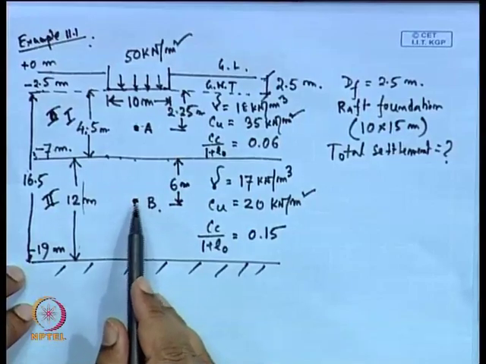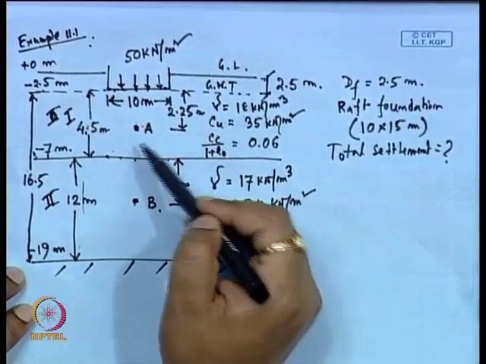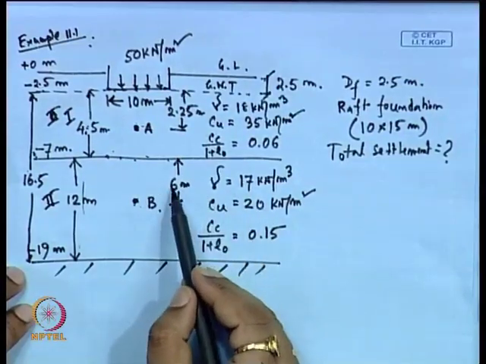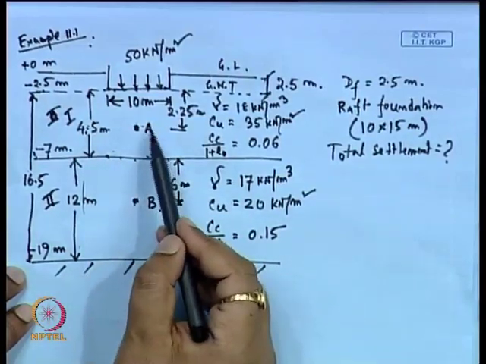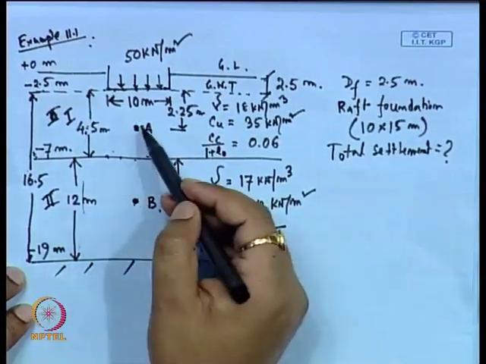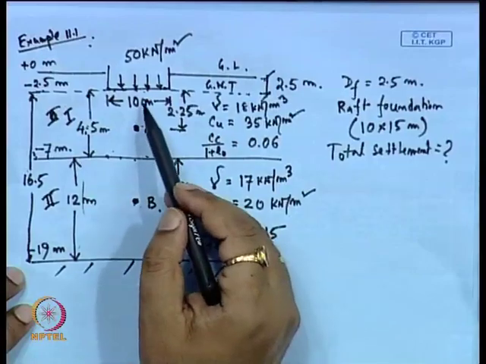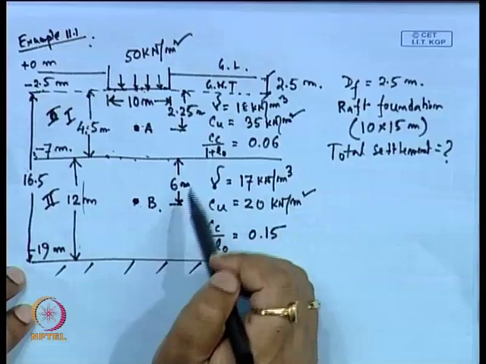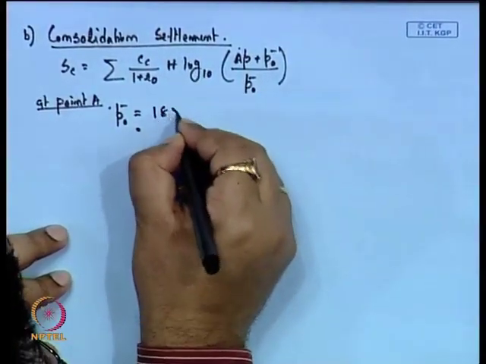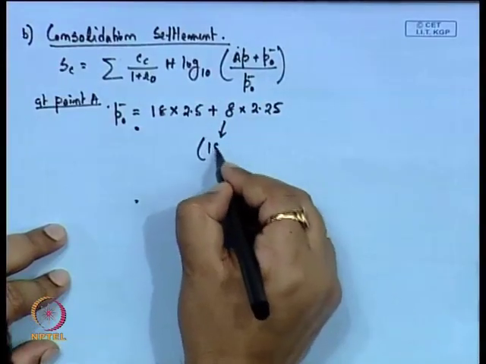Similarly, when we calculate the effective overburden pressure at point B, it will be 2.5 into 18 plus 4.5 into 8 plus 6 into 7. Here we consider 7 because 17 minus 10 is 7. That gives us the effective overburden pressure at point B. The depth of point A from the base is 2.25 meter, and the depth of B from the base of the footing is 10.5 meter. So P 0 at point A will be 18 into 2.5 plus 8 into 2.25, where 8 is 18 minus 10.